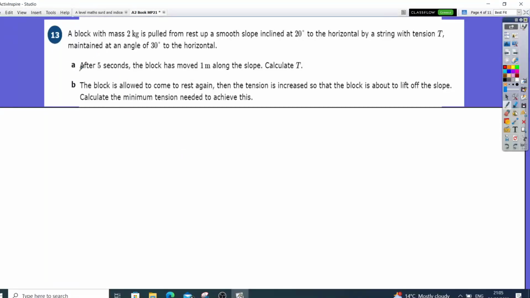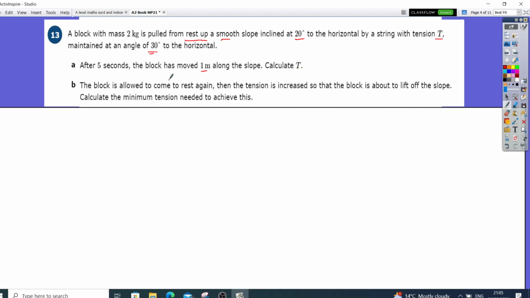Okay, let's have a quick read of this question 13. A block with mass 2 kg is pulled from rest up a smooth slope, inclined at 20 degrees to the horizontal, by a string with tension T maintained at 30 degrees to the horizontal. After 5 seconds, the block has moved 1 meter along the slope.